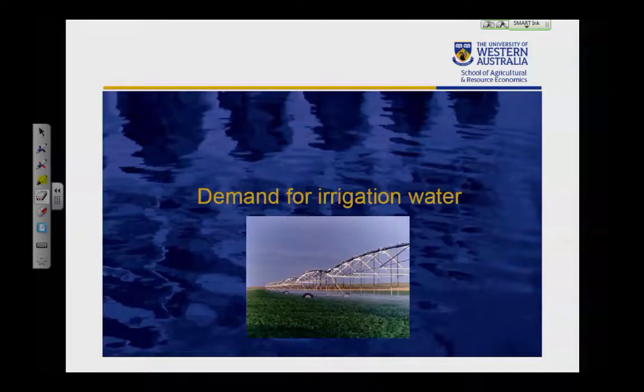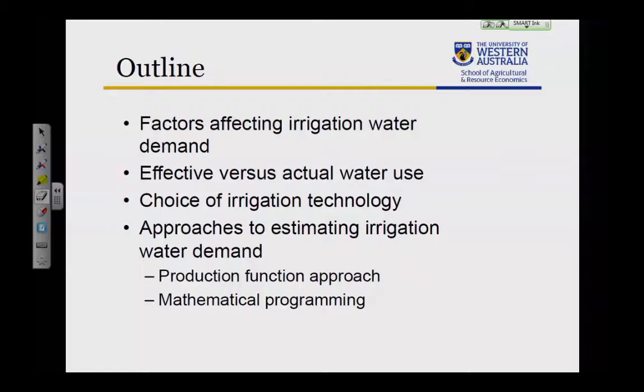We have been looking at demand, but it's good to mention a few things about irrigation demand. One, because irrigation demand is important in terms of water use, but second, because the techniques can also be different. What we look at is factors affecting irrigation demand quickly, and also the distinction between effective and actual water use, which is related to what we were saying before about return flows and so on, and also about irrigation technologies. Choice of irrigation technology, I want to say a couple of things there, and then give you an idea of how to do demand modeling.